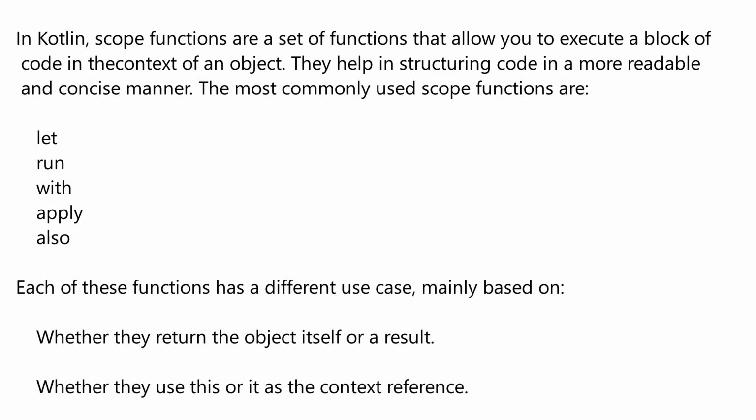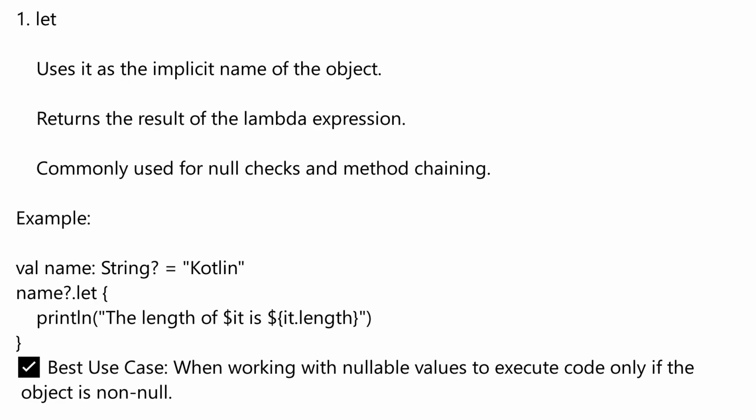Let's look at the first one, which is let. Let uses it as the implicit name of the object. It returns the result of the lambda expression. It's commonly used for null checks and method chaining. Let's look at the example.